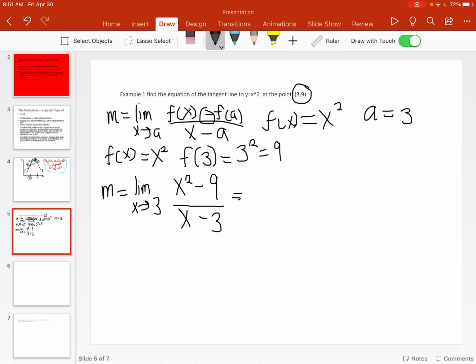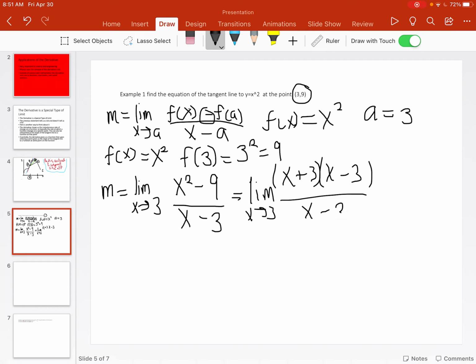So how do you solve the limit? In this case, x approaches 3. You just factor the top, and we get x plus 3 times x minus 3, over x minus 3. These cancel. So we end up getting the limit as x approaches 3 of x plus 3. And what is that? Just plugging in 3, that's 6. So what did we just find? We just found the slope of the tangent line at the point 3, 9.